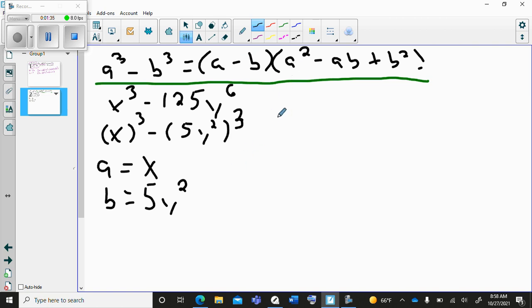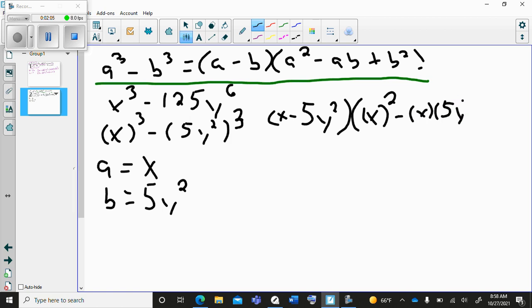So now all you do is you substitute in. So what's a? A is equal to x minus b, which is going to be 5y squared. Close the parentheses, open the parentheses. You have a squared, so that's going to be x raised to the second power, minus a times b, x times 5y squared, plus b squared, which is 5y squared, running out of room, to the second power.